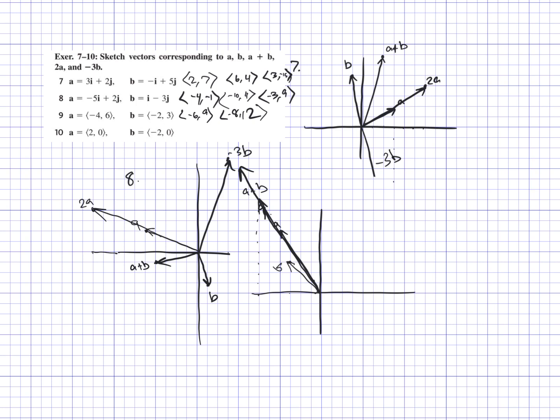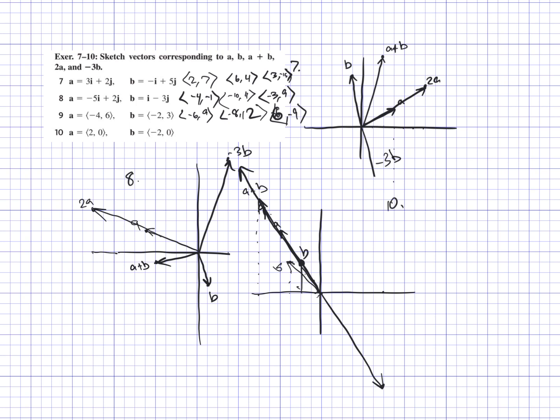And negative 3B would be positive 6, negative 9. 6, negative 9. That's all on the same line. What do I have for B there? B doesn't look right. Negative 2, 2, 3. Yeah, B is, I went over negative 3 and up 3. So negative 3, up 3 should be right there. So I put B in the wrong spot.